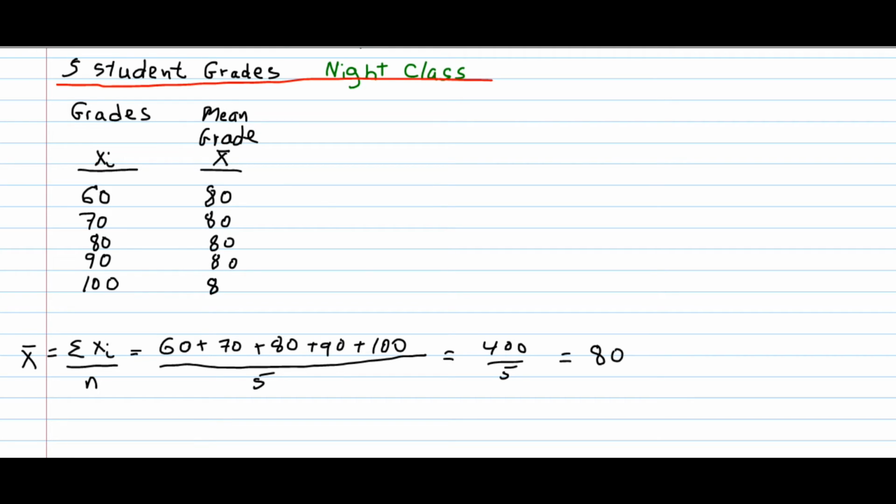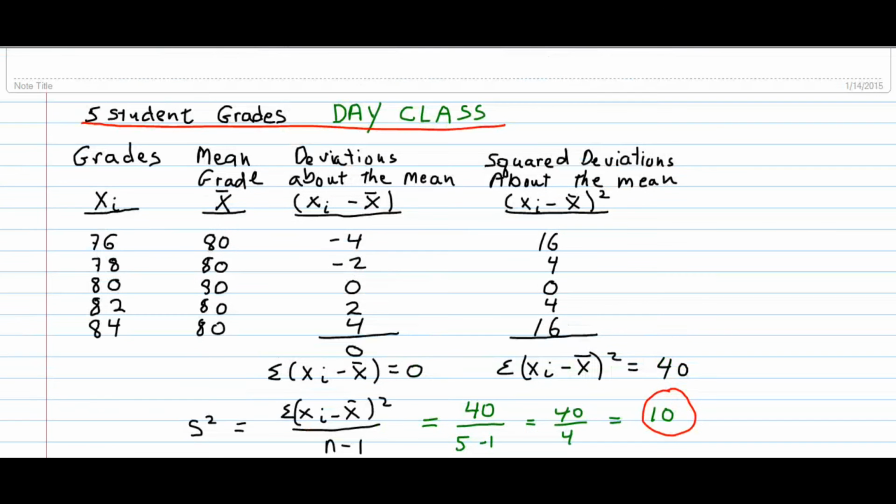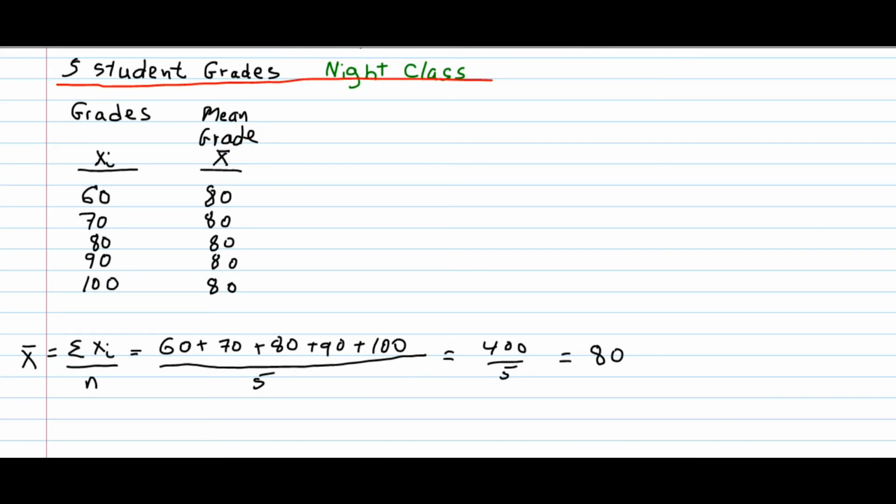And that's why it's important to calculate the variance. Even if we don't know much about statistics, anyone can see that the variation from a grade of 60 to a grade of 100 is a bigger dispersion, bigger variation than the day class. Let me scroll up to the day class. You can see the grades for the day class were between 76 and 84. So even though the mean is the same for the night class and the day class, you're going to see that the variance is very different.